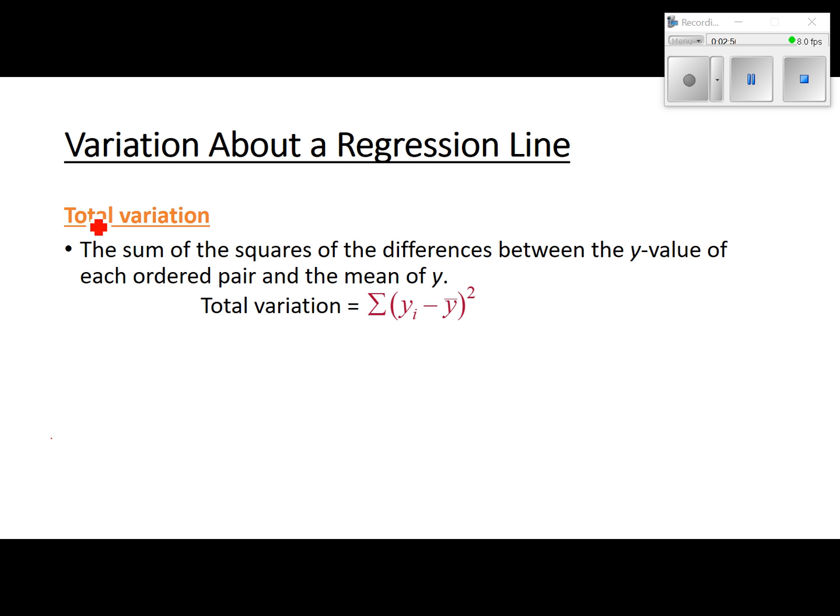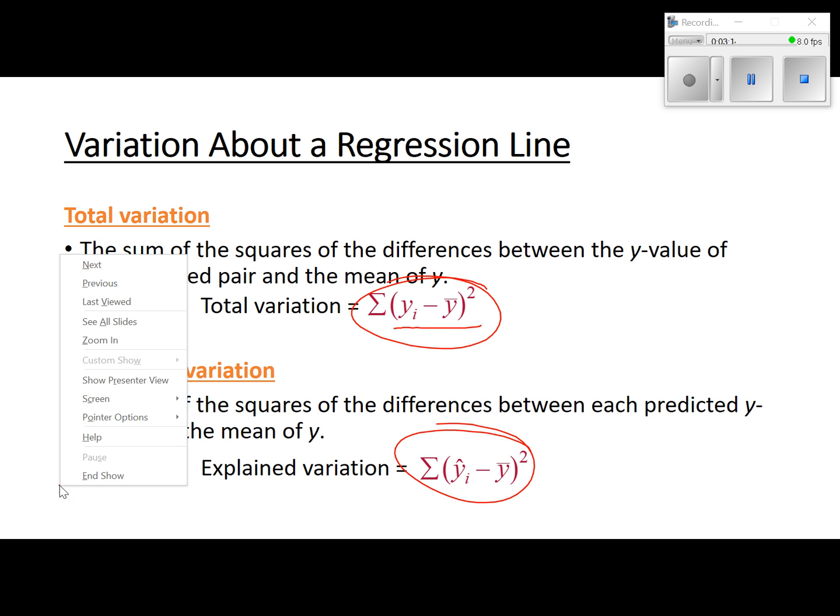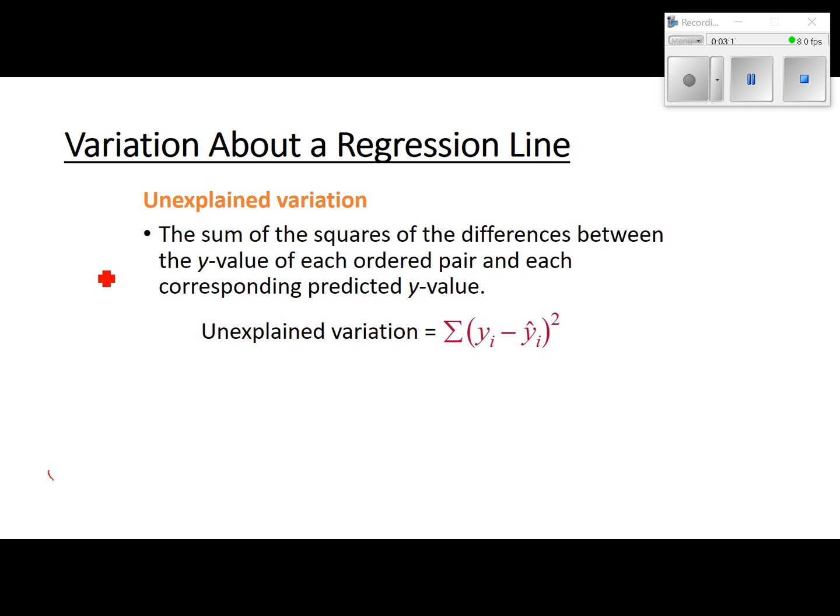Total variation is the sum of the original y's minus the mean of the y's, all those squared, and you add them all up. Explained variation is this, and again, these are all in our charts that we're going to deal with, so I'm going through them very quickly because I went through them last time. And then the unexplained variation, we talked a little about that. That's how you're going to find your SE, your standard error of the estimate, by using that unexplained variation.